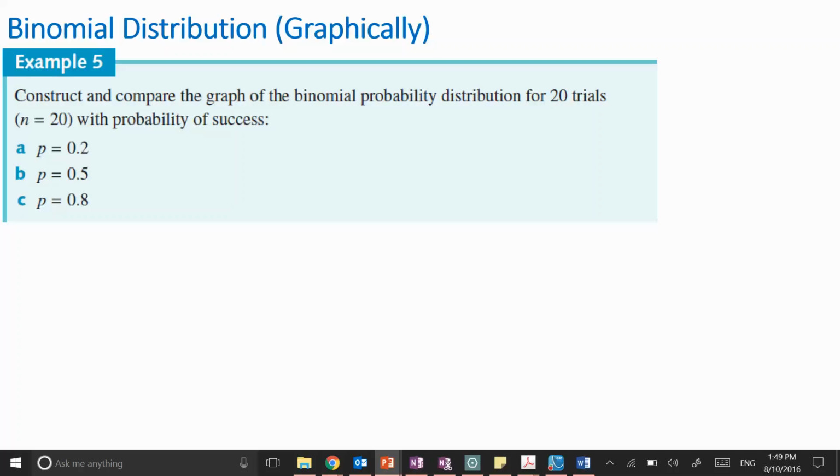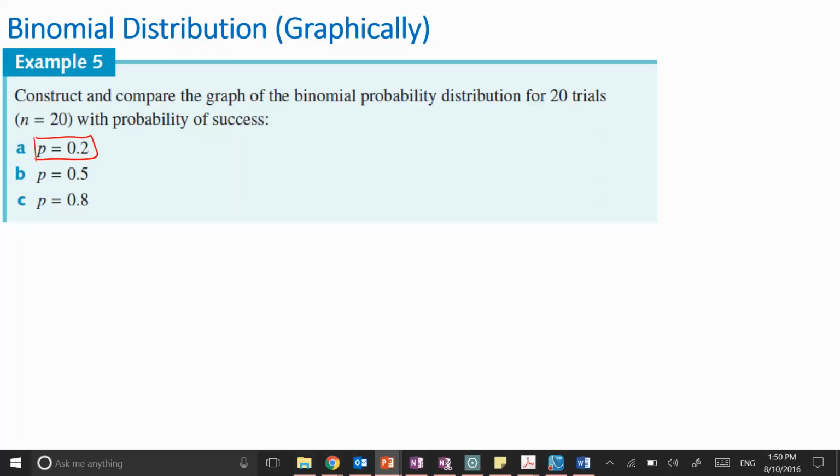So this is part of the textbook. It says construct and compare the graph of the binomial probability distribution for 20 trials. If that sounds confusing, it's not. All it's asking is, if I had 20 trials and you knew it's discrete and you knew it's a binomial problem, meaning you only got 2 outcomes and you've got 20 trials, right? They're telling you, find out if the probability of success, whatever you're looking at, is 0.2.